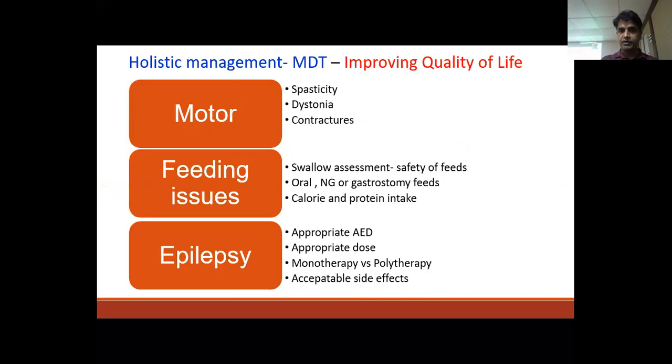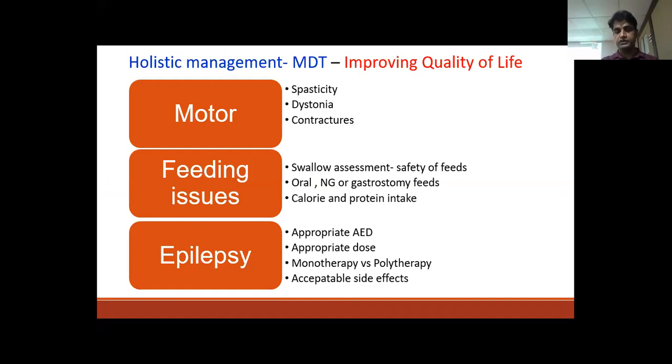We have to look at the holistic management of these patients in terms of improving quality of life, even if there is no definitive cure, so that they can have a comfortable and pain-free life. For motor symptoms, we address spasticity, dystonia, contractures. Feeding issues are a major problem here. Swallowing assessment and safety of feeds have to be assessed because there is risk of aspiration and aspiration pneumonia. You can consider other options such as nasogastric feeds or gastrostomy feeds.